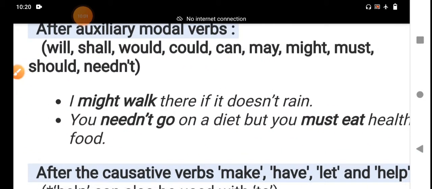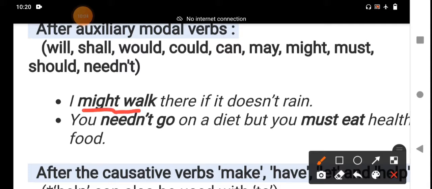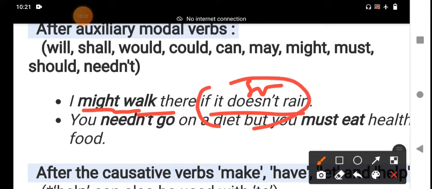I might walk there if it doesn't rain. Doesn't rain is the simple present tense, and then this is the main clause. This is a subordinate clause, type 1 in the if clause. That means modal is one of the auxiliary verbs. Modal verb plus V1 means bare infinitive. That modal verb takes a bare infinitive.